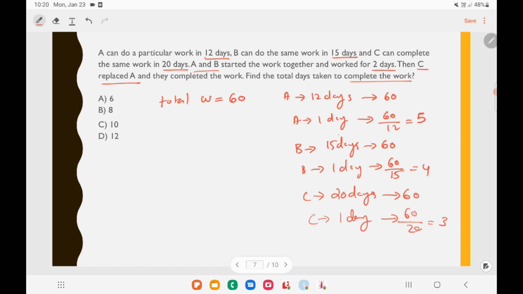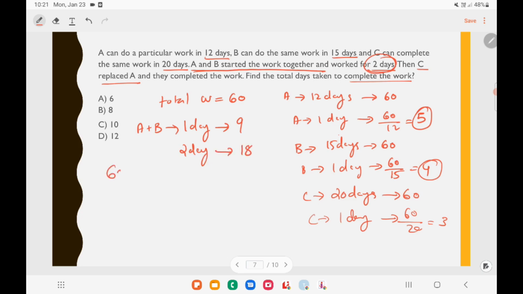Now the question says that A and B started the work together. So A and B together in 1 day will do, A will do 5 and B will do 4. So together they will do 9 work in 1 day. So here they did the work for 2 days. So in 2 days they will complete 18 work.